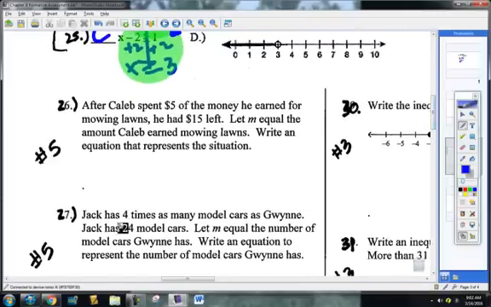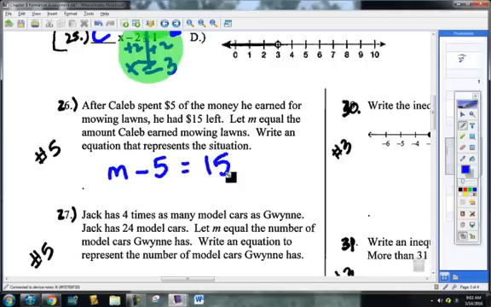Here we go. 26. After Caleb spent $5 of the money he earned for mowing lawns, he had $15 left. Let M equal the amount of money Caleb earned mowing lawns. Write an equation. So, if I know that this is how much he had when he started mowing lawns, he spent 5 of it, that is the equation that you have to have. And you did not have to solve it.